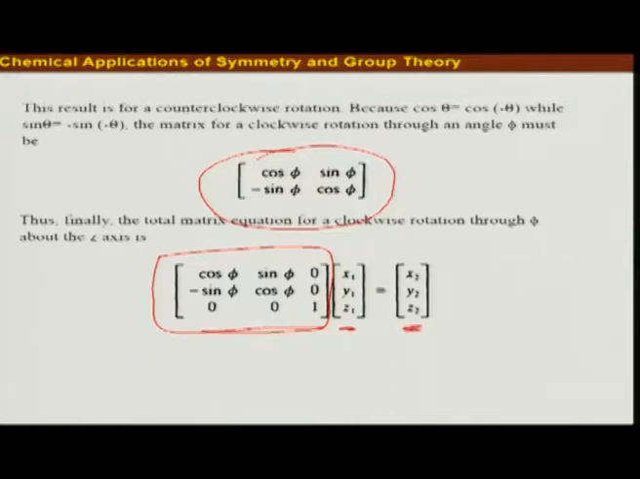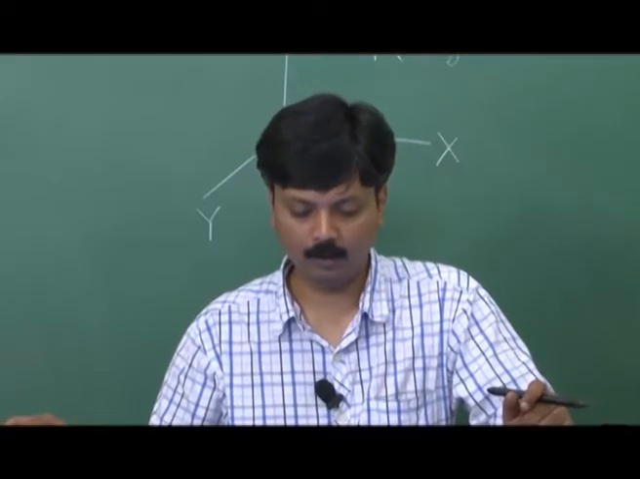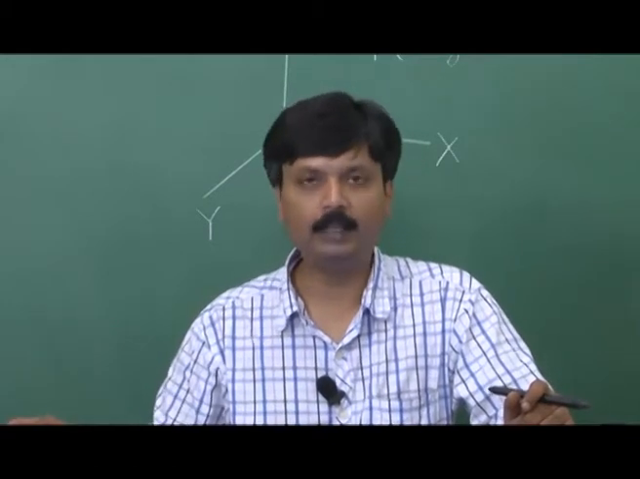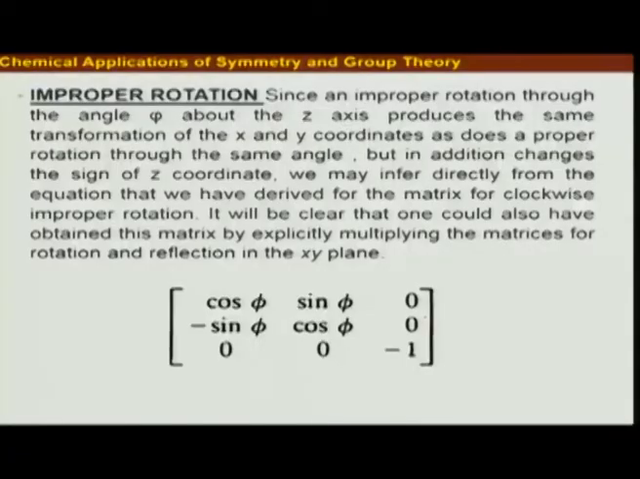Okay, so you can figure it out yourself what will be the form of the matrix for any given Cn, C3, C4, C5, whatever you can think of. You can try those values and get the matrix forms. Okay. Now we are left with the last one, that is the improper rotation. Now it should be straightforward for you by now.